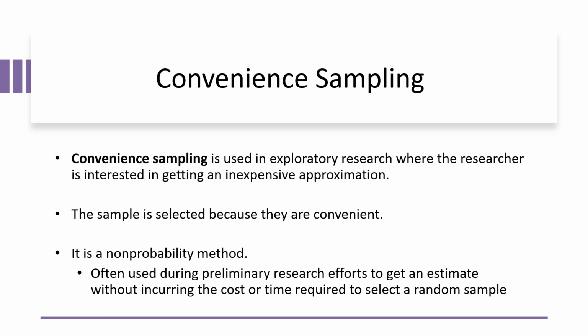There is also what is known as convenience sampling, which is used mostly in exploratory research. It's easy, as the name implies, it's convenient. It's a non-probability method. So it's often used when you're doing preliminary research and you want estimates without incurring much cost, or when time to select a random sample is difficult to achieve.